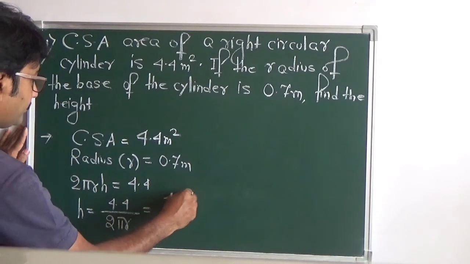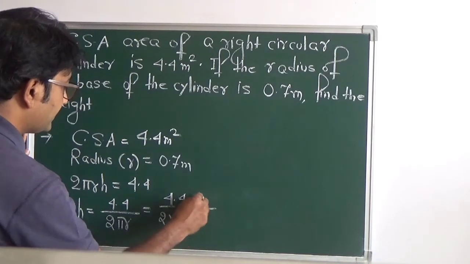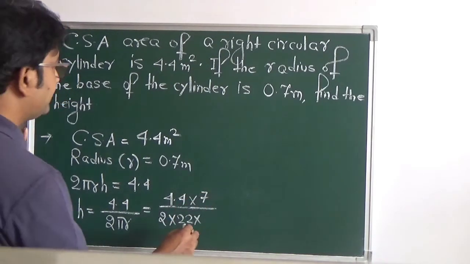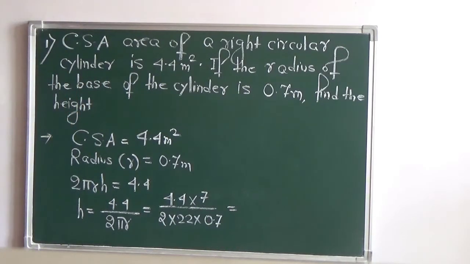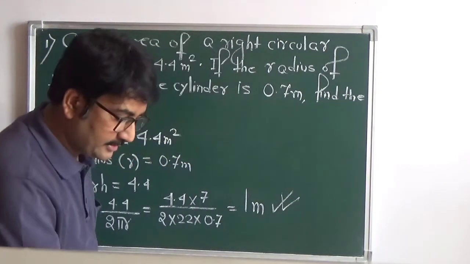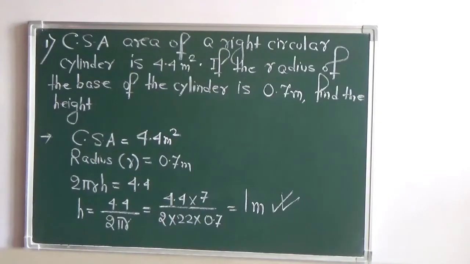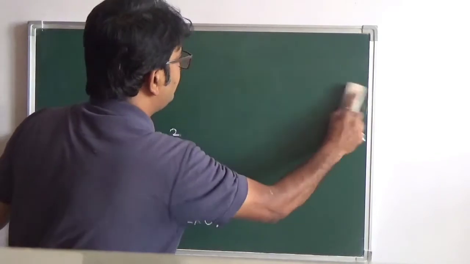So that is 4.4 divided by 2 into 22 by 7, taking pi as 22 by 7, and the radius is given to be 0.7. Now you have to calculate the value of this, and this is coming to 1 meter. So this is 1 meter. Now the next question we will take up here. So hopefully it is okay. Now we are moving on to question number 2.